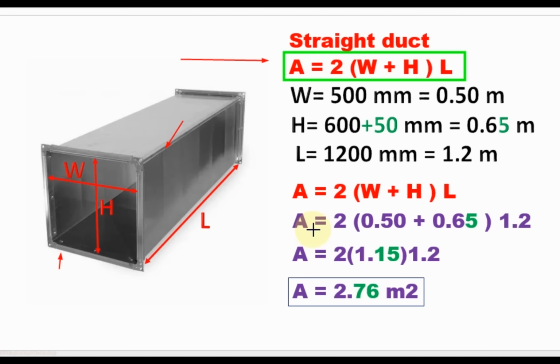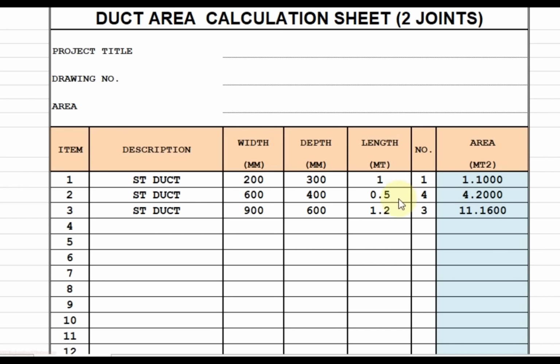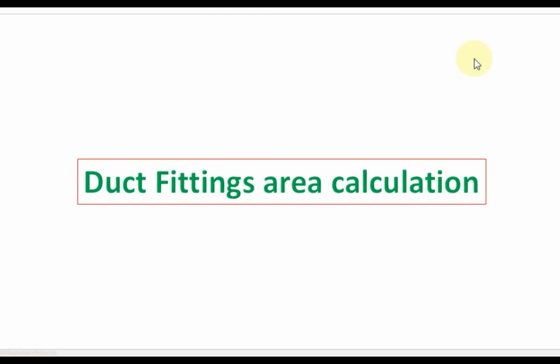So when we apply this new value in the formula, the new area for this straight duct will be equal to 2.76 square meter. We can cross check this area calculation by this Excel program also. This duct width is 500, height is 600 and length is 1.2 meter. Then the area of the rectangular duct is 2.76 square meter. In the same way we can calculate the area for the duct fitting also using these formulas.